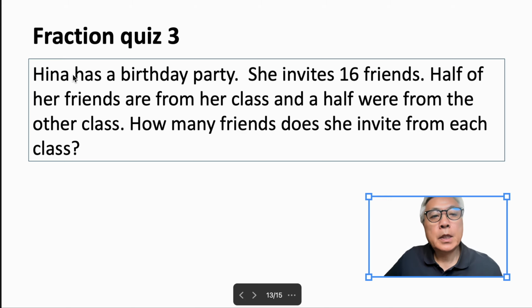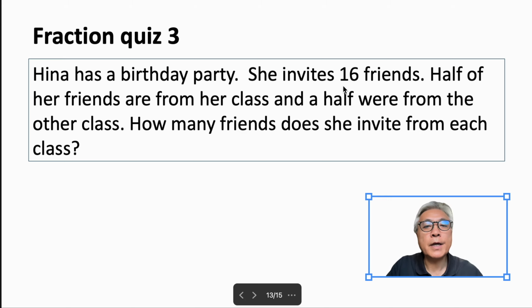I read. Hina has a birthday party. She invites 16 friends. Half of her friends are from her class. 半分が自分のクラスから来ています。And the other half are from the other class. 半分は別のクラスから来てます。How many friends does she invite from each class? Okay, so next one.